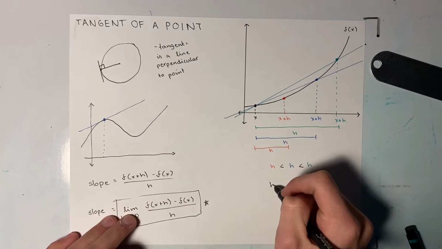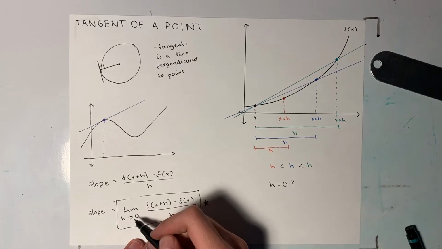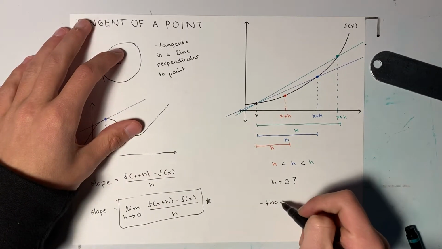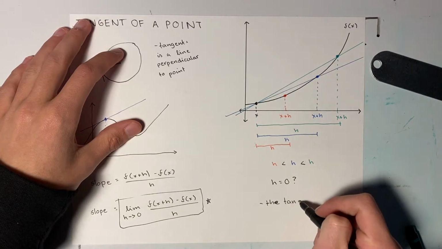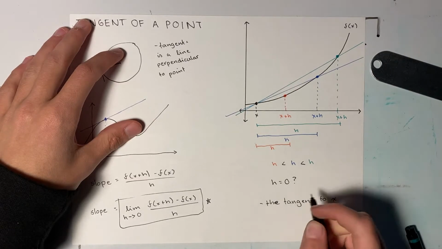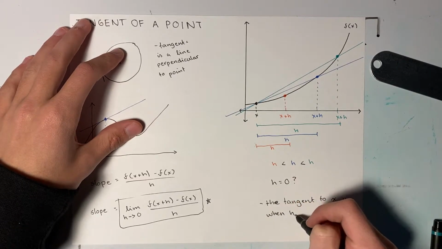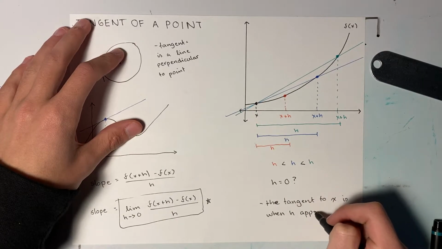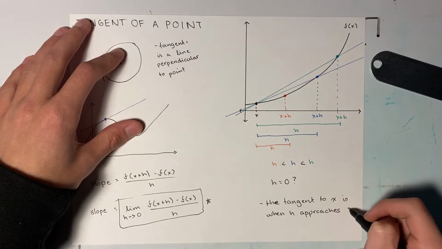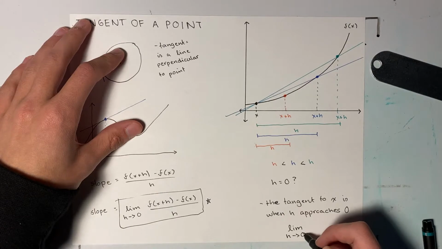But what happens when the h equals 0? And this comes back to where we use the limit. So the tangent to x is when h approaches 0. Hence the limit as h approaches 0.